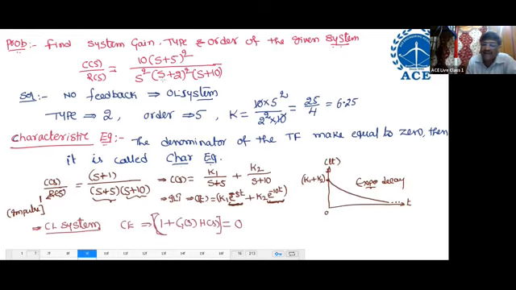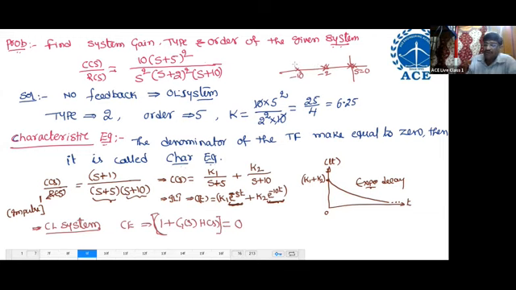What are the roots? Roots of the characteristic equation are nothing but what? Poles. How to obtain the poles? What is the definition of a pole? Tell. How do you obtain this pole? What is the pole location here? 2 poles at origin, 1 pole at minus 2, 1 pole at minus 10. What are the poles? 2 poles at origin. Yes or no? What are the zeros? At minus 5.